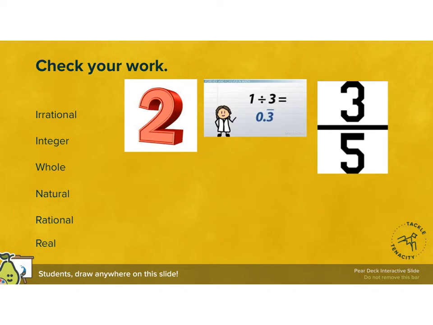Okay, so let's check these first three examples to see if you understand how to classify numbers. You should have just drawn arrows, but I'm going to list the words underneath each number so I can do three examples on one slide.